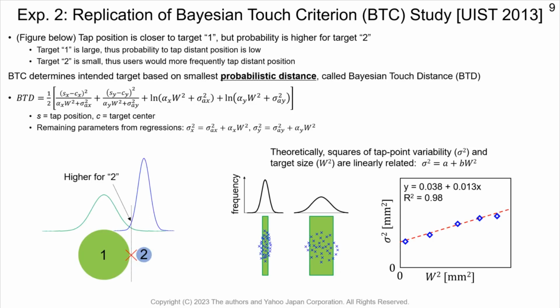The next experiment is a replication of the Bayesian touch criterion (BTC). BTC is a target selection technique based on the touch point distribution. BTC computes how likely a user wants to select each target based on the touch point. Then, even when a touch point falls outside the intended target, a user can successfully select it.